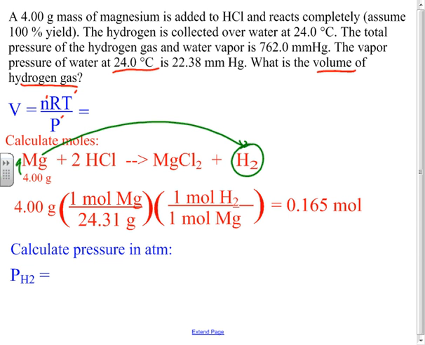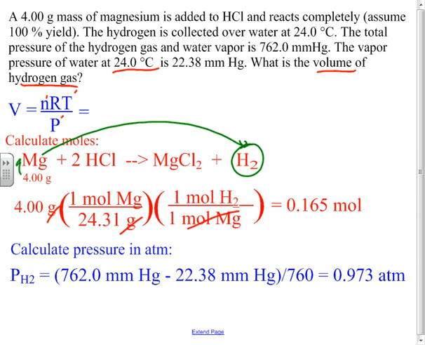So that calculation is going to look like this. We have 4 grams of magnesium. We divide by the molar mass to calculate the moles of magnesium, and it's a 1-to-1 mole ratio from the balanced equation, and that'll give us 0.165 moles of hydrogen gas. And to solve for pressure, here we need to apply Dalton's law of partial pressure. Pressure of hydrogen is going to be the total pressure minus the pressure of the water in that mixture of gases. And then to convert to atmospheres, we're going to divide by 760.